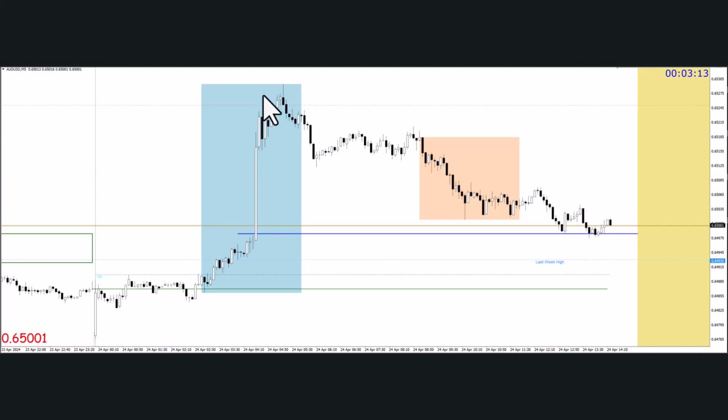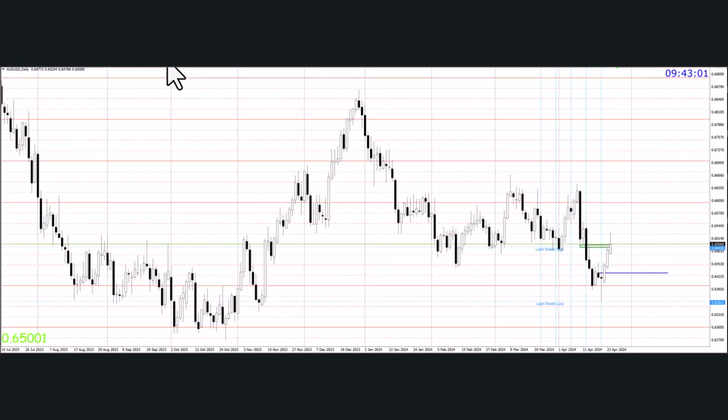I'm not talking about specific entries right now, but that is why I had the confidence to add on size, because on the daily chart, the bigger time frame, there was a level of resistance that I was expecting the market to find some resistance at that level on the daily chart.